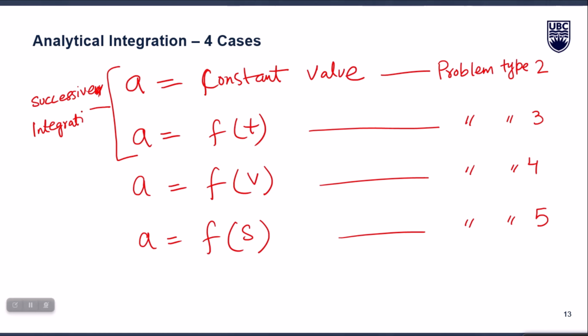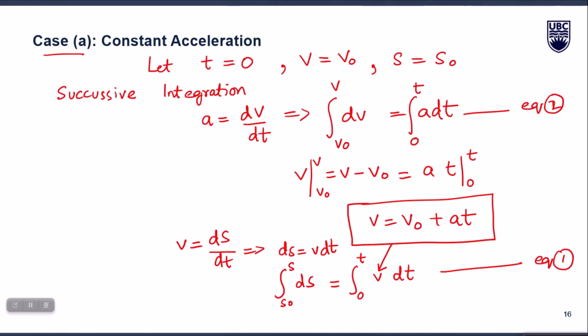So if acceleration is given as a constant value, you integrate it with respect to time, you get a velocity-time relationship. You integrate it one more time, you get a displacement-time relationship, right? Same is the case when acceleration is given as a function of time. Since the function is already in time, you can integrate it with respect to time once to get velocity versus time, and one more time to get displacement versus time, right? So the first 2 are kind of simple cases. We already covered them. First was the constant acceleration case, and second was when acceleration was given as a function of time.